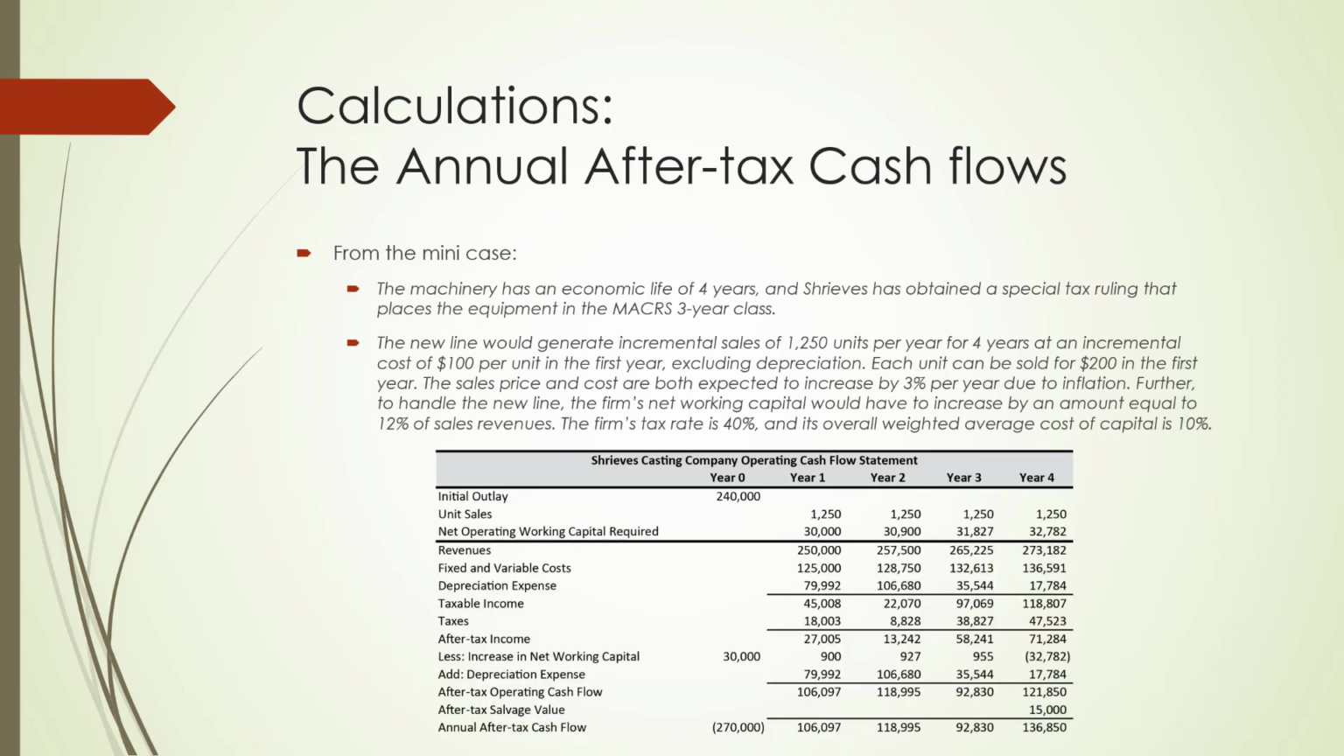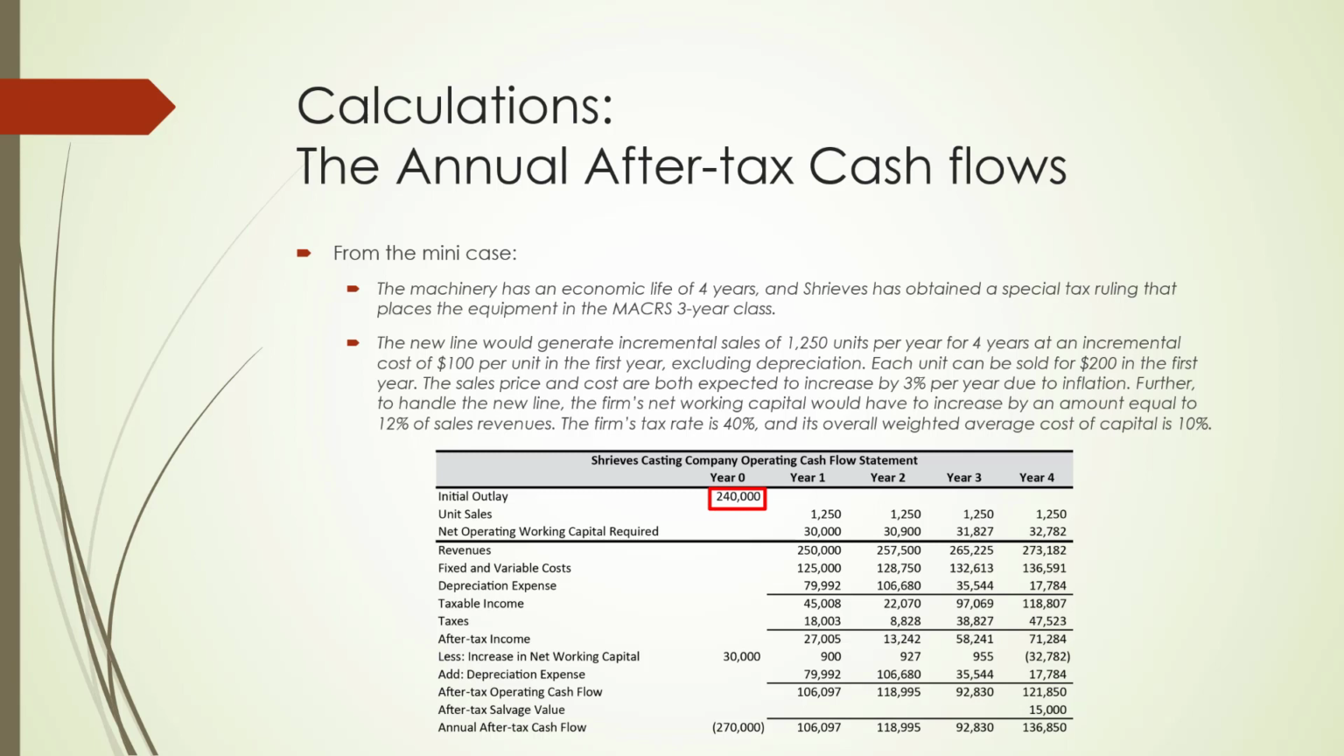So let's go through our operating cash flow statement, and here we're going to focus on years 1, 2, and 3, because year 0 is the initial outlay, and year 4 also includes the recovery of the net working capital and the after-tax salvage value, and those are components of the terminal cash flow. So notice in year 1, we sell 1,250 units at $200 a piece. That gives us revenue of $250,000. Our costs are $100 each, so 100 times 1,250 is $125,000. And then our depreciation expense, remember this is the 3-year class, is going to be 33.33% of that $240,000.